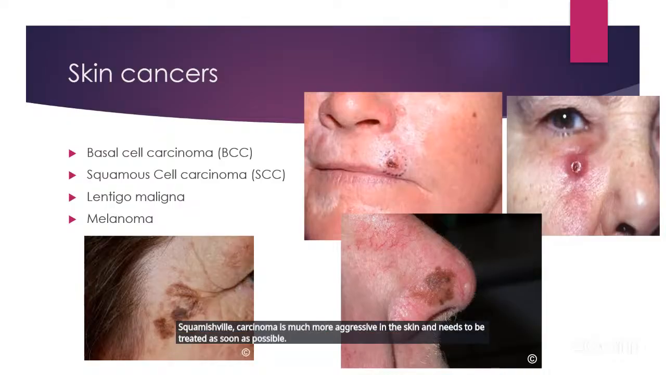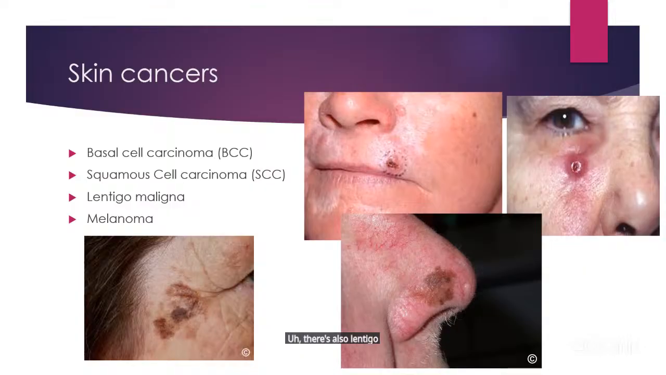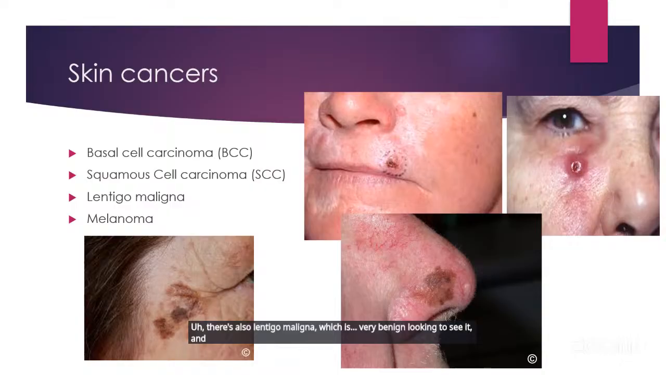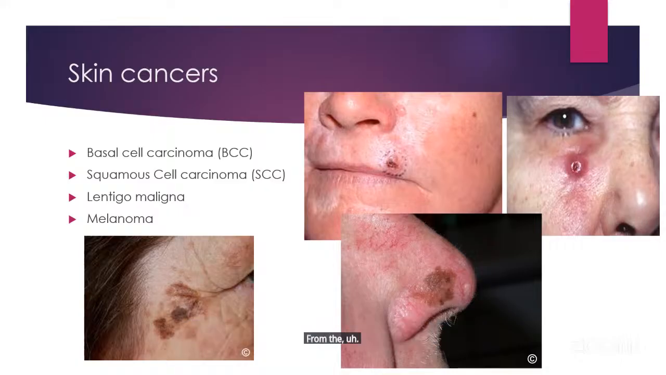There's also lentigo maligna, which is very benign looking to see, and it's not raised, but it tends to be where moles seem to be spreading from a central mole, and you should refer those to dermatology to have a look at. And obviously cutaneous melanoma, which has a better survival rate than oral melanoma.